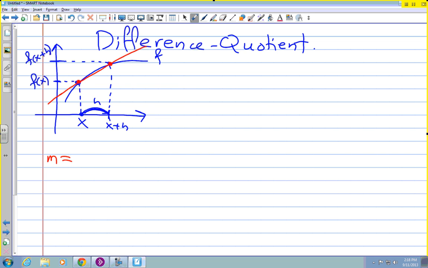What is the change in y? It's f of x plus h minus f of x. Well, what is the change in x? It's x plus h minus x, which gives you h. So this expression really gives me the slope of that line. And the name of that expression is the difference quotient.